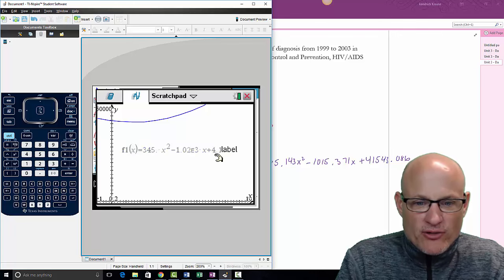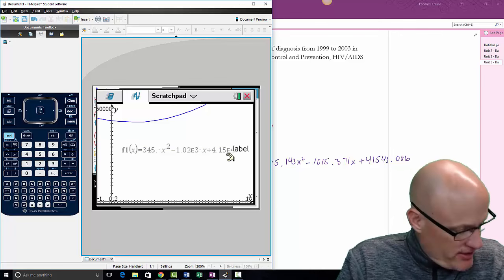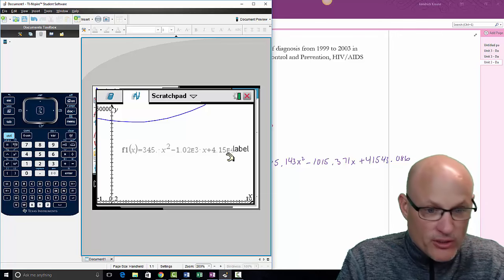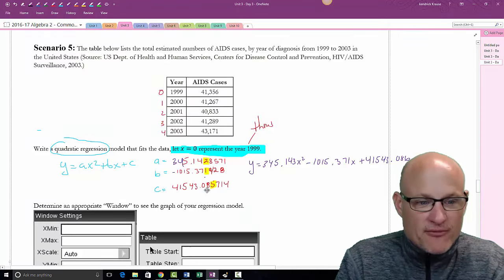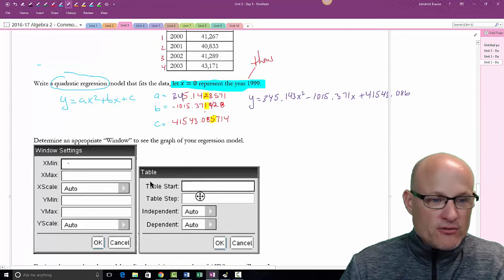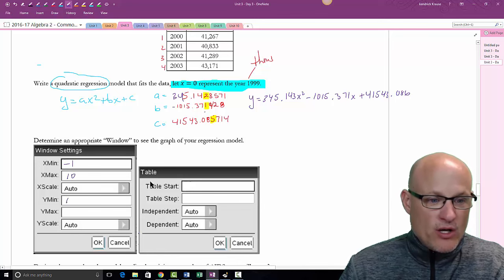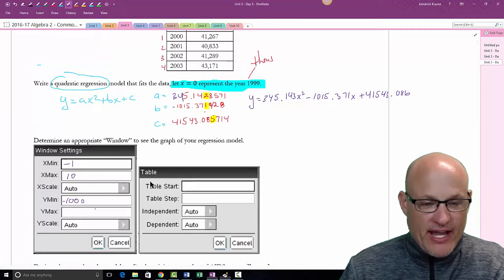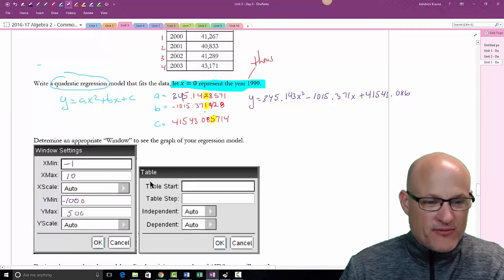So there's my equation. I don't know why it's putting these in scientific notation. That's really weird. So there's my graph. I said my x min was negative 1. I went to 10. And my y min is negative 1,000. The reason I only did negative 1,000 is so I can at least see the axes. And I went all the way up to 50,000.